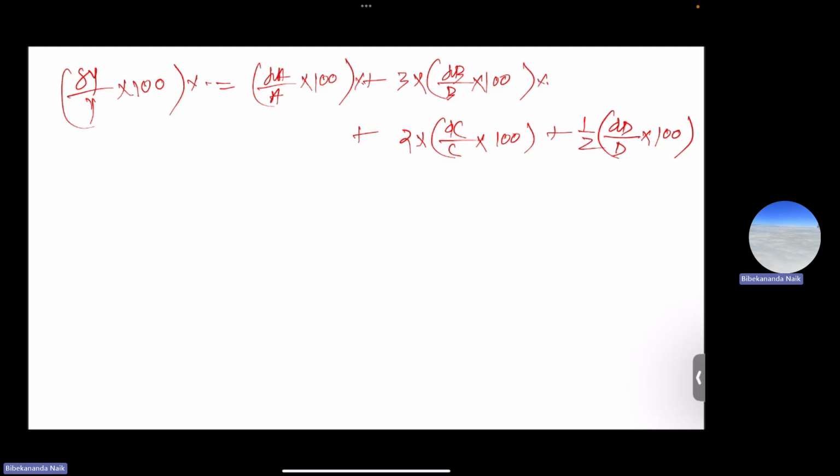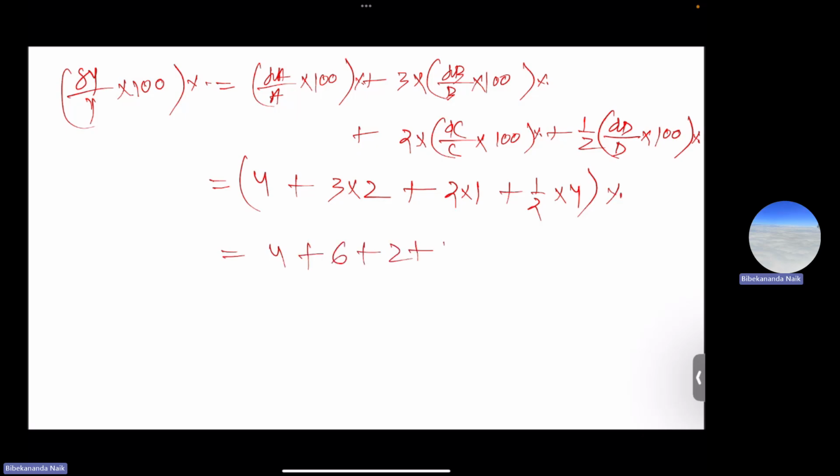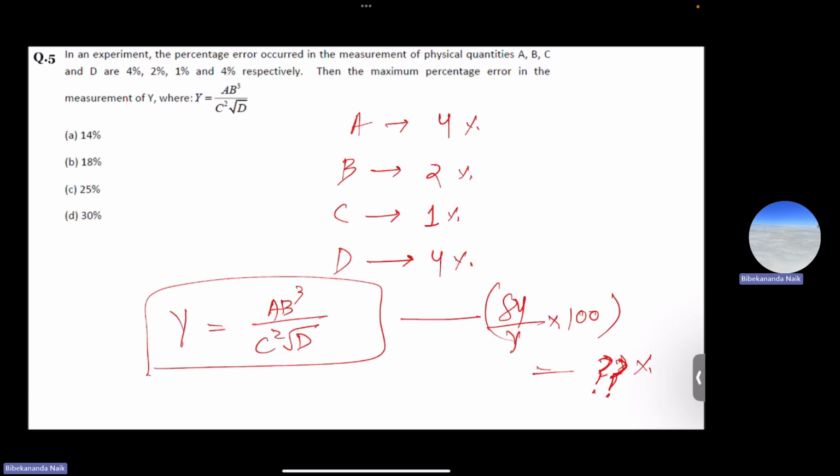So percentage. So delta a by a, the percentage error is 4%. So 4 plus 3 into 2 plus 2 into 1 plus half into 4. So total it will be 4 plus 6 plus 2 plus 2. So the correct answer is option A, 14%.